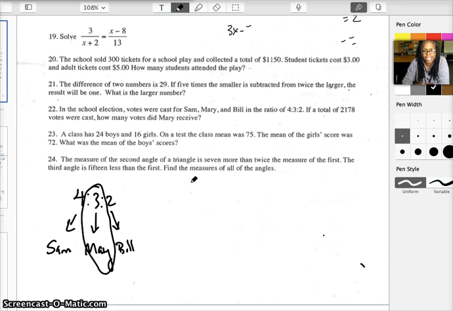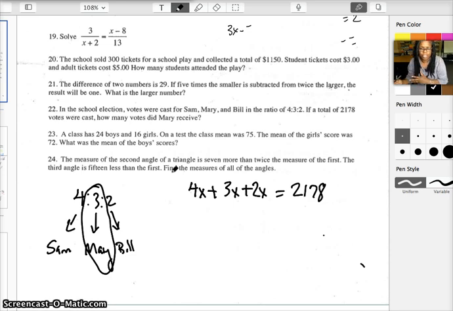Here's how it breaks down. 4x plus 3x plus 2x equals 2,178. I want you to think about this equation. What this means is for each of the 4 that Sam has, Mary has 3, Bill has 2. So however many times that ratio happened would be X amount of times. I know that sounds weird. Our answer isn't X. Our answer is going to be this term. Let's go ahead and solve this.